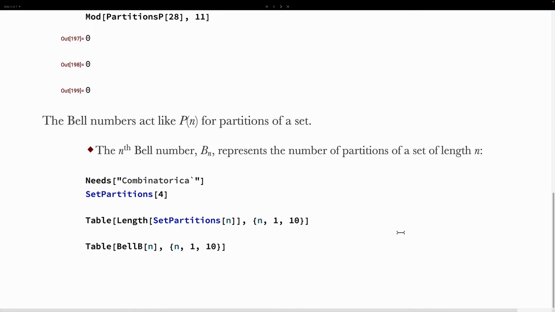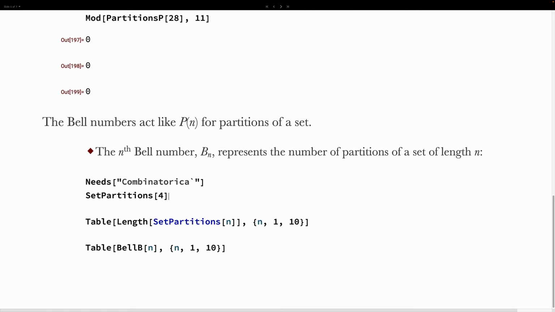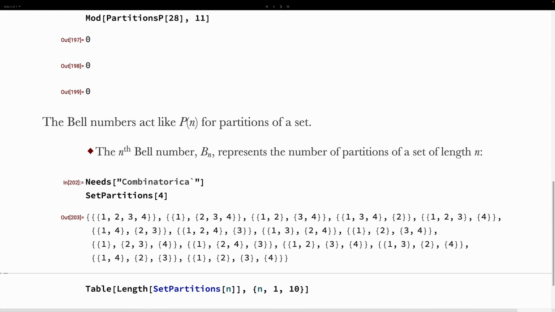Along with that, we also have a sequence of numbers called the Bell numbers, which act like p(n) for the partitions of a set. More specifically, the nth Bell number, B_n, represents the number of partitions of a set of length n. To demonstrate this, we'll bring in our Combinatorica package of Mathematica and use from it the SetPartitions[n] function. What this will do is take all of the different partitions of a set of integers 1 to n. So if we take SetPartitions[4], we'll get the set {{1, 2, 3, 4}}, {{1}, {2, 3, 4}}, {{1, 2}, {3, 4}}, {{1, 3, 4}, {2}}, and so on and so forth.